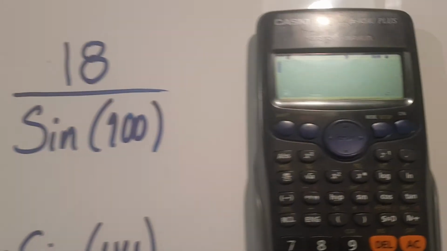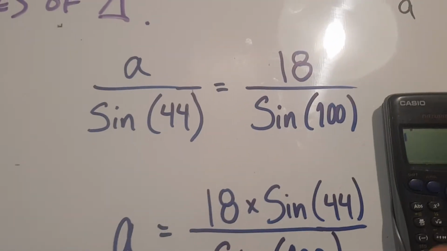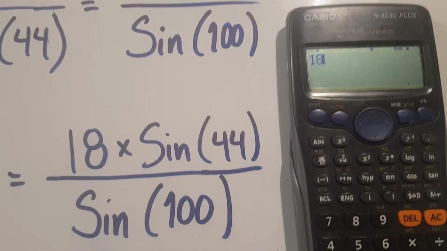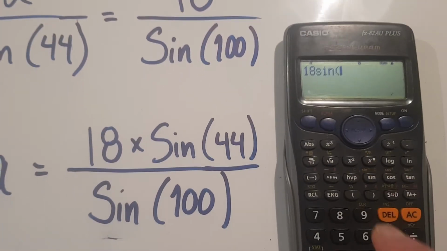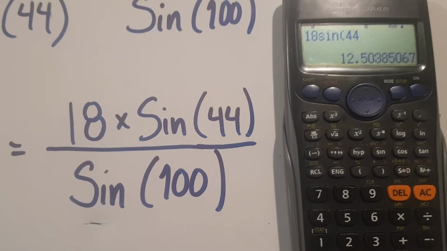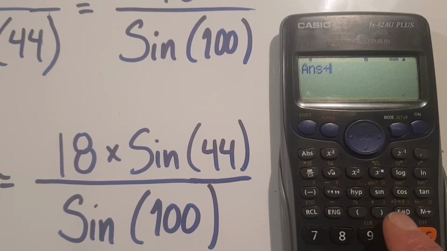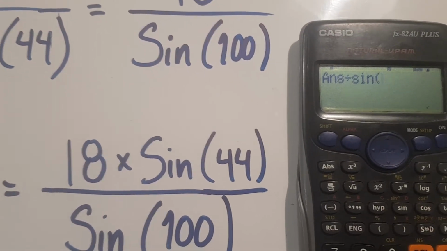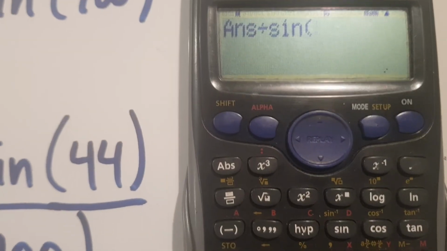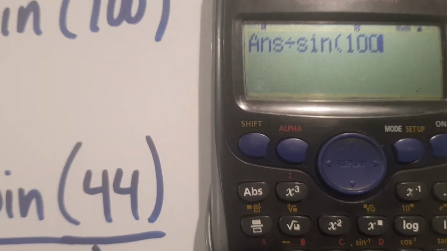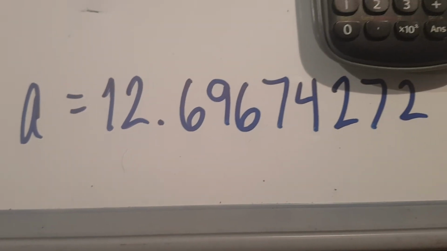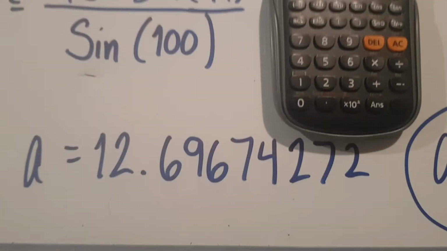So let's go to our calculator now, and we will put that into our calculator. 18 times the sine of 44 equals, then we're going to divide that by the sine of 100, and the sine button's right there, and that gives us 12.69674272.